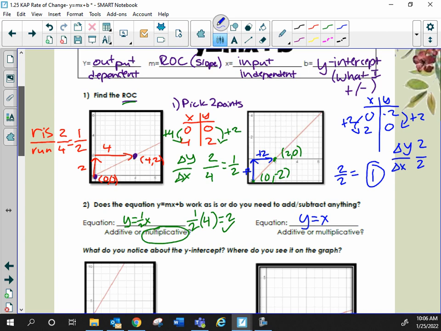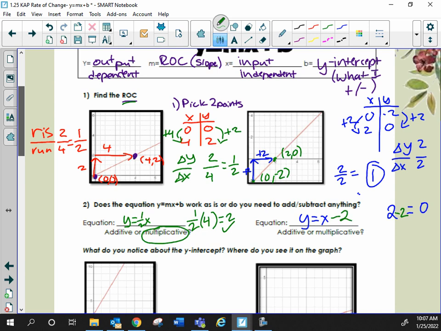Now, you have to ask yourself, do I have to add or subtract anything? Does the equation work as is? If I plug in one of these points, if I plug in 2, does that equal 0? No. Okay. So do I need to add or subtract something? Yes, I do. What do I need to add or subtract? Do I need to add or do I need to subtract? To go from 2 to 0, I need to subtract how much? -2. So in my equation, it's going to be x minus 2.